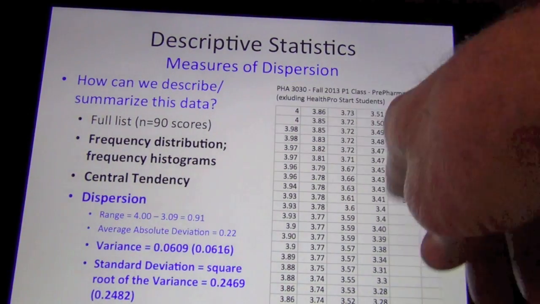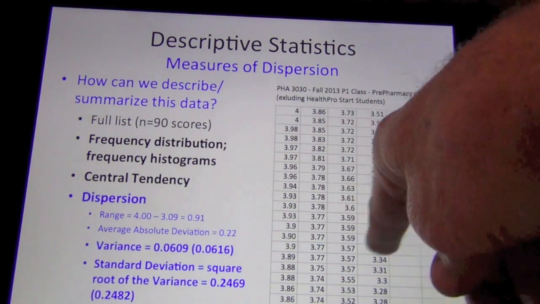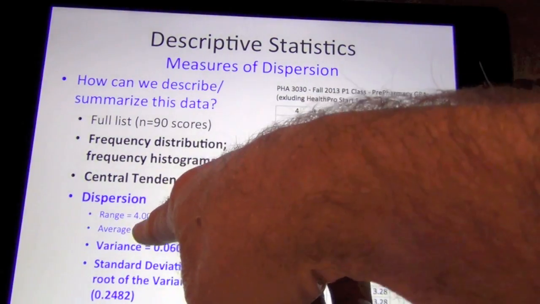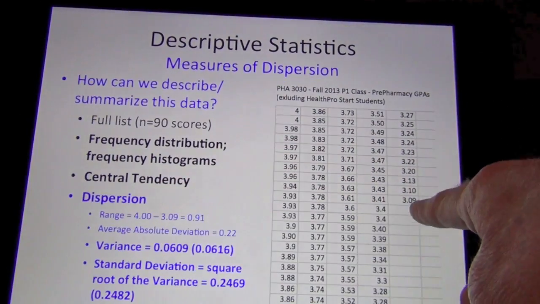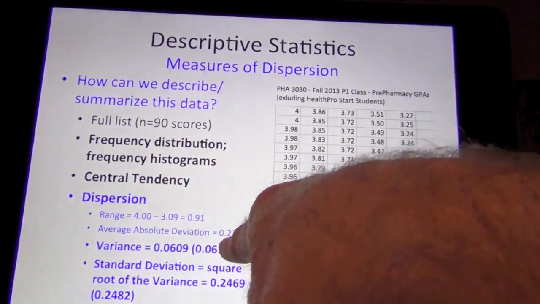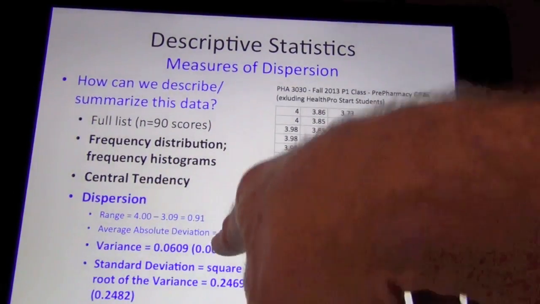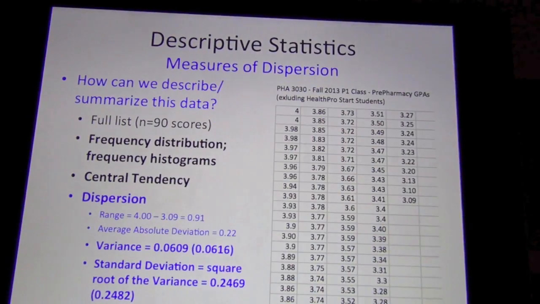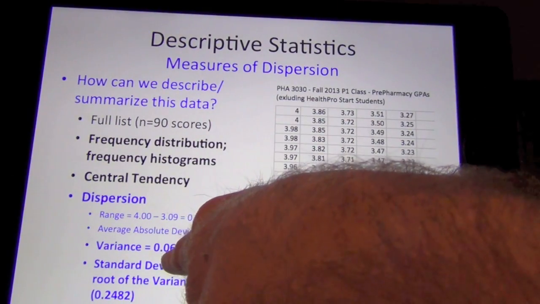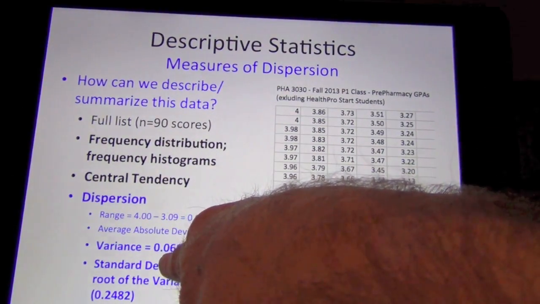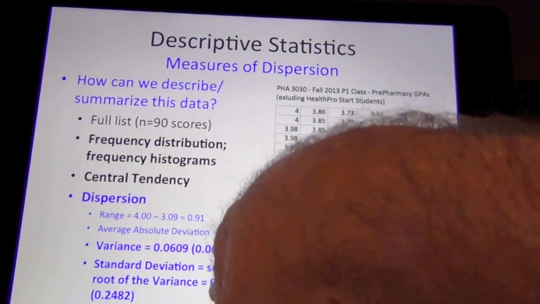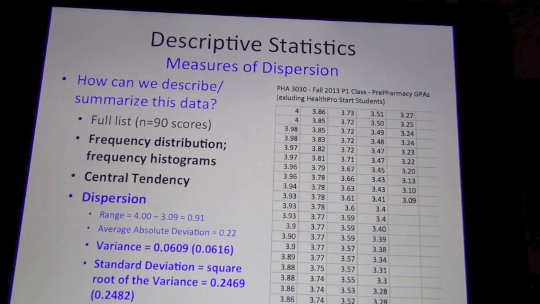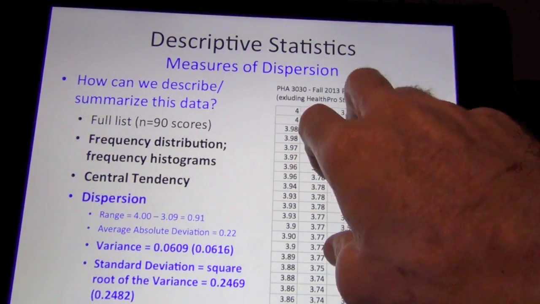So what could we say about these data if we tried to summarize it? We've got the median, the semi-interquartile range, the mean, and the absolute range, which is 0.91 because the highest score is 4 and the lowest is 3.09. We've got the average deviation, which would be 0.22, but people don't use that very often. We've got the variance, which if you call it a population, is 0.0609. If you call it a sample, it's 0.0616. And we've got the standard deviation. All of those are ways to summarize this so you don't have to look at all these numbers.